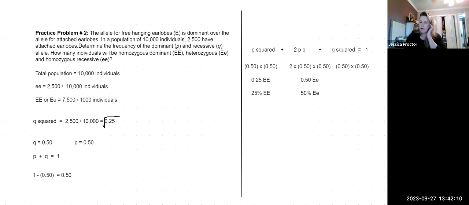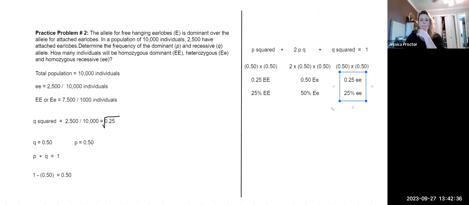Okay, and then the last part of our equation, the Q squared. So we're taking 0.50 multiplied by 0.50 and give me your answer rounded to 2 decimal places. Excellent, Carla. 0.25. And that's our value for the homozygous recessives. We just move our decimal 2 places to get percentages.